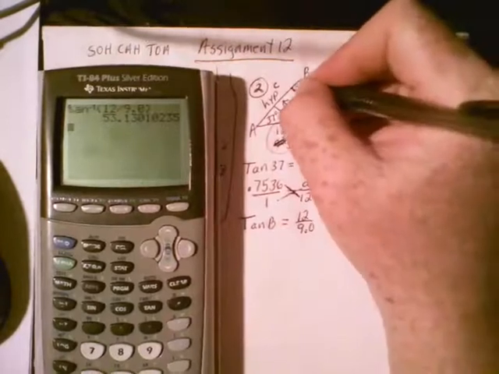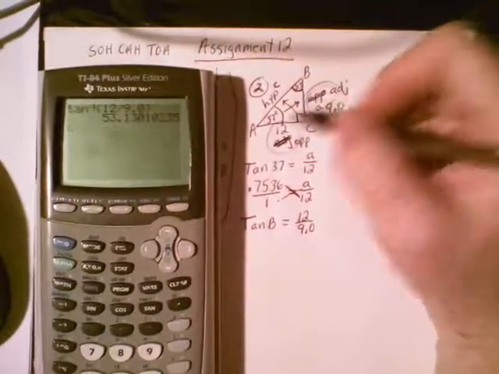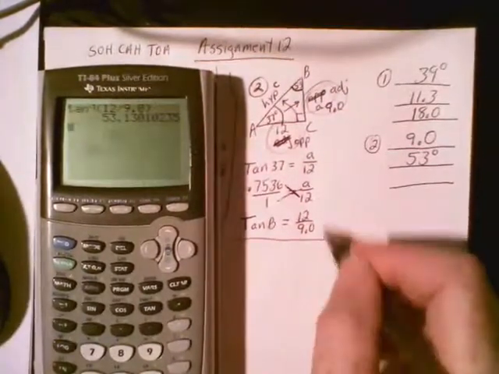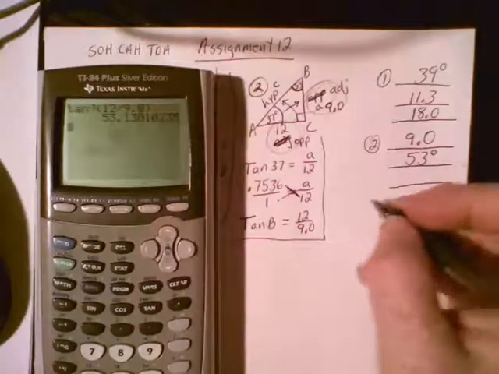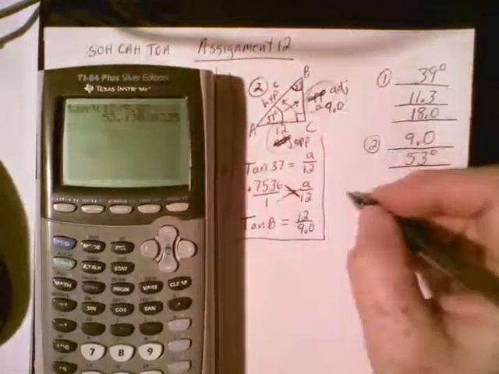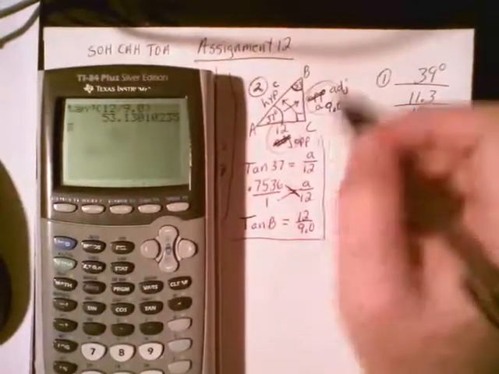We could have found that again by saying 37 plus 90 and subtracting from 180. It's going to give you the same answer. I just wanted to show you a different way to do it there. The third one, the other side here, we'll just stick with that since we've already got this labeled opposite and adjacent.